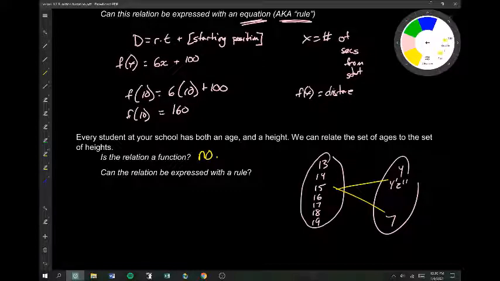Can the relation be expressed with a rule? You can have things that aren't functions but still have equations. We haven't seen it yet in our algebra time together, but it's certainly a possibility. This one cannot. There's no equation where you tell me somebody's height and I run some calculations and get their age, or where you give me somebody's age and I get their height. So not everything has an equation, but it can still be expressed as a function, and not everything is a function. Sometimes one input has more than one output.